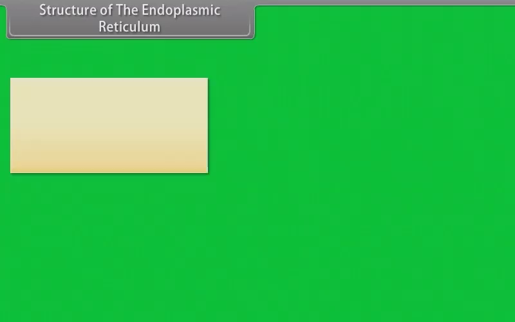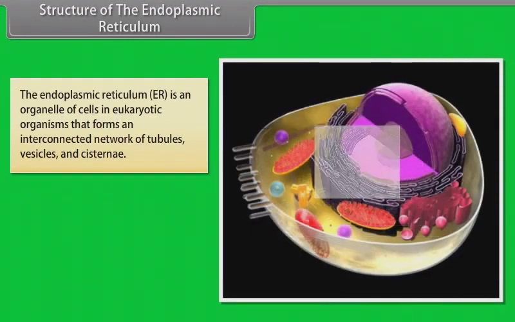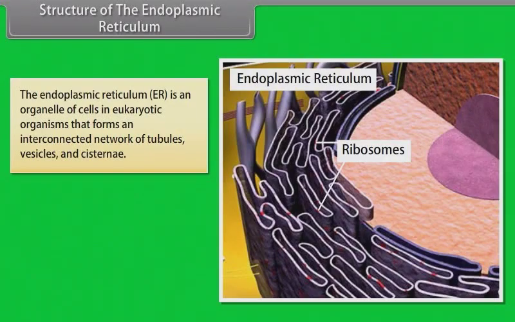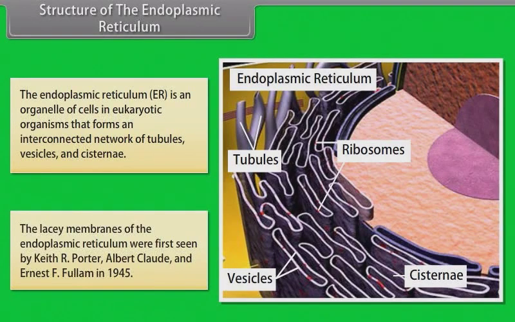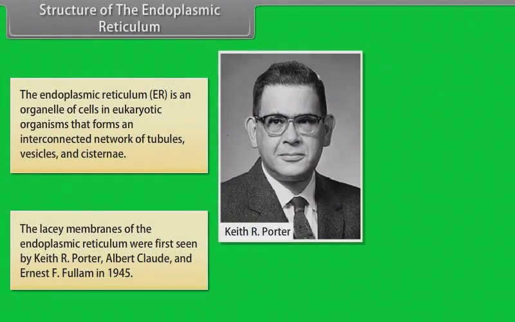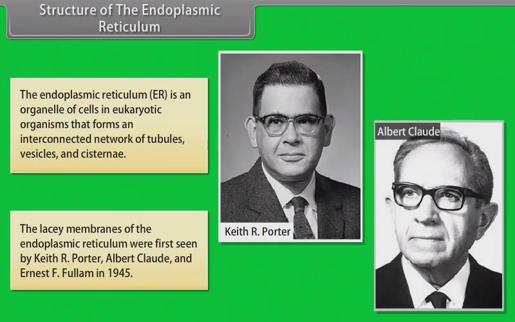Structure of the endoplasmic reticulum. The endoplasmic reticulum, ER, is an organelle of cells in eukaryotic organisms that forms an interconnected network of tubules, vesicles, and cisternae. The lacy membranes of the endoplasmic reticulum were first seen by Keith R. Porter, Albert Claude, and Ernest F. Fullam in 1945.